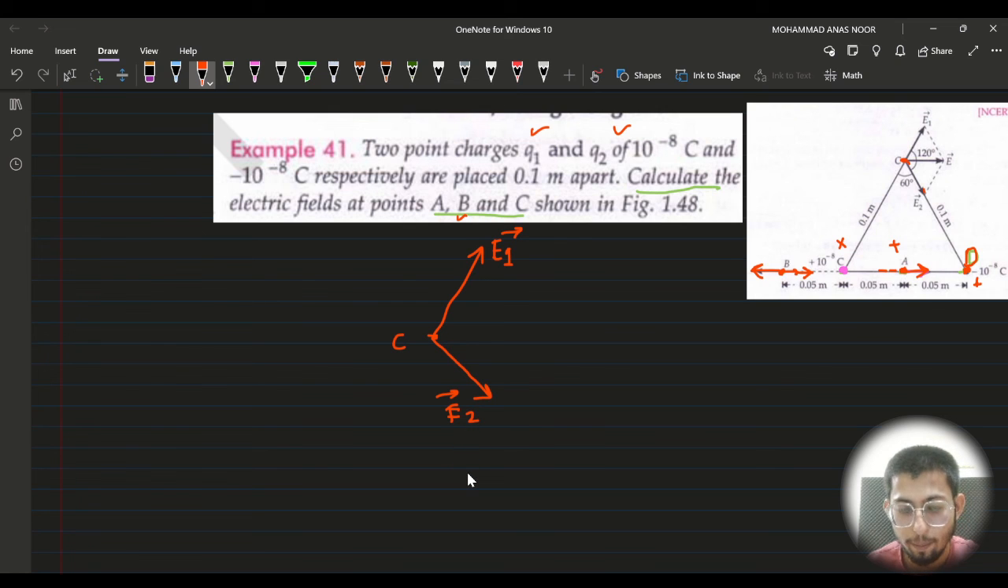So it would be the... How can it be in the middle? It depends. First of all, you want to find E1. What would be E1? KQ upon R square, which would be 0.1 square, isn't it?